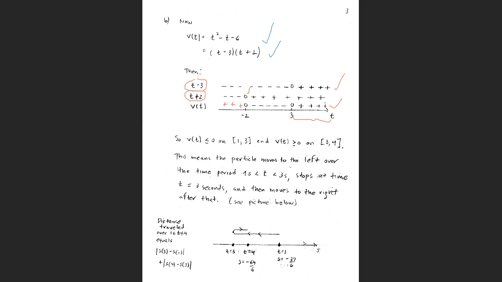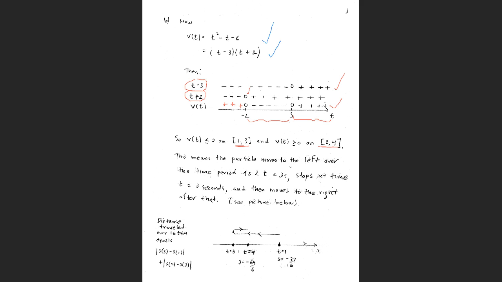If t is between negative 2 and 3, one factor is negative, the other factor is positive, the product is negative. And so our velocity, but what we care about is the interval from 1 to 4. So I'm really only going to use a portion of this chart, the portion from 1 to 4.